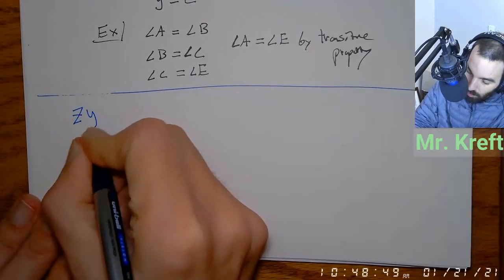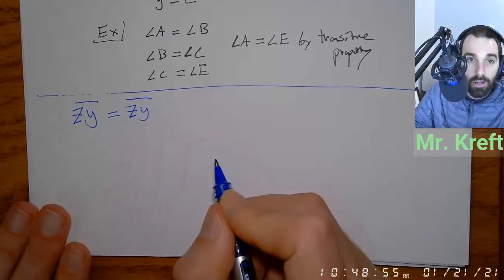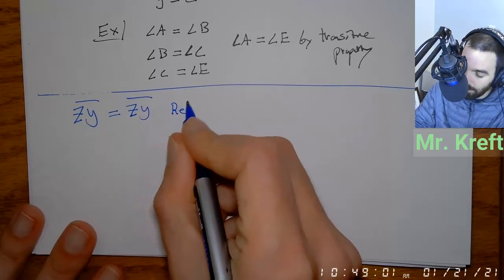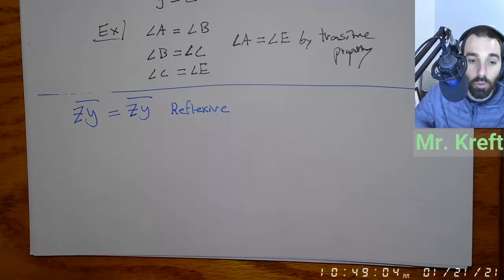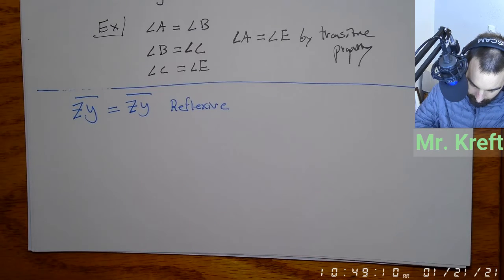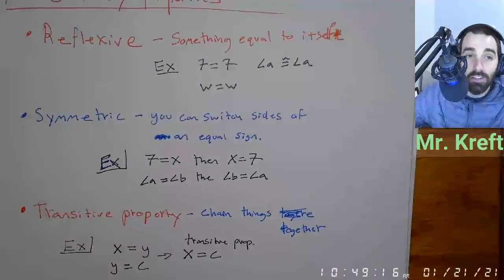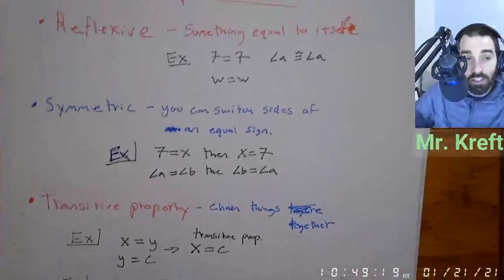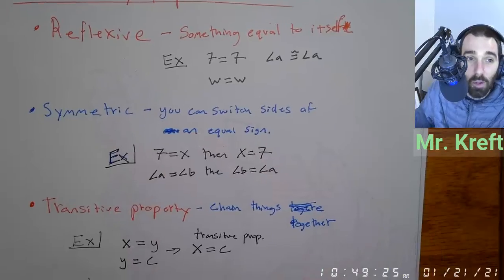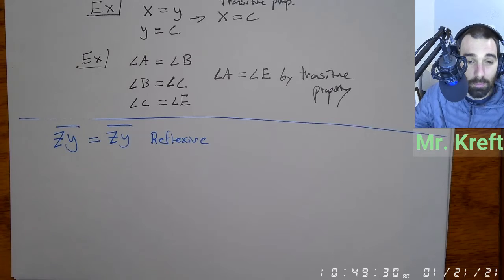If I have segment ZY equals segment ZY, I would ask, what property is this? And you would say this equals itself. So this is the reflexive property. You're just going to be looking at a statement and then you have to say what property is being shown. That's all it's going to be. So make sure you have these down in your notes. Do you see how we wrote it, then we had an example? Your homework is backwards. It's going to give you an example, and then you have to say what property it is. You guys can do it. I know you can. And if you have questions, you can always email me.